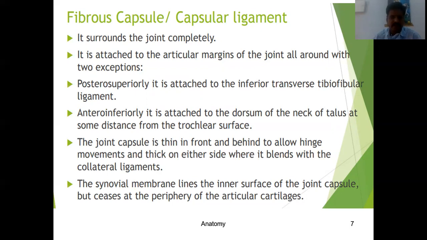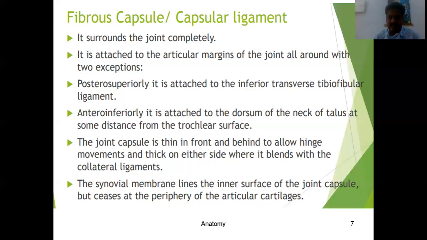Anteriorly and inferiorly, it is attached to the dorsum of the neck of the talus at some distance from the trochlear surface. So the joint capsule is thin in front and behind, to allow the movements of plantar flexion and dorsiflexion, the uniaxial movements of the ankle joint. To allow these movements, the capsule is thin in front and behind. Of course, it is thick on either side where it blends with the medial collateral and lateral collateral ligaments.